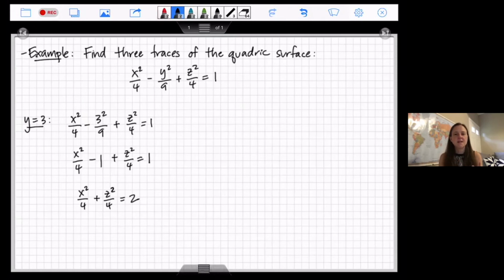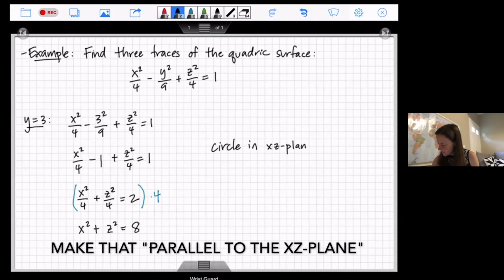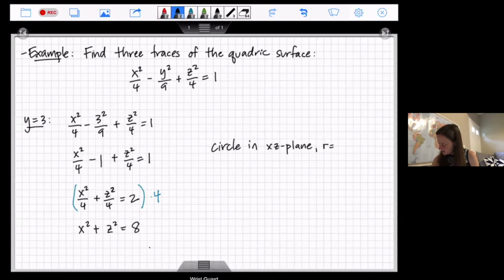So I'm going to do the same thing I did on the last slide and multiply everybody by 4. And that cancels out my 4's. I get x squared plus z squared equals 8. And this is a circle. Its radius is not something pretty; I have to take the square root of 8. So the radius is square root of 8, or 2 root 2. So this is another circle in the xz plane with radius square root of 8 or 2 root 2.